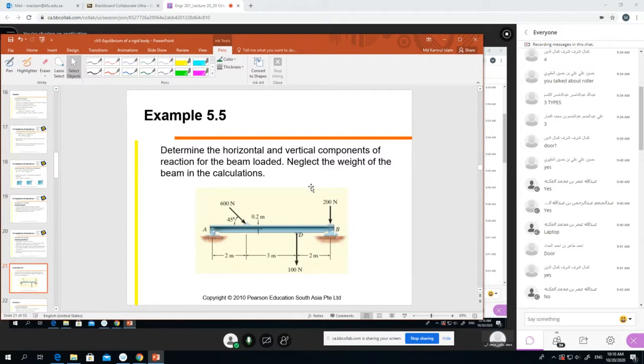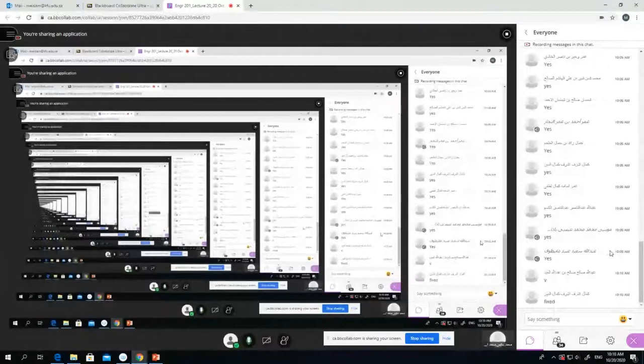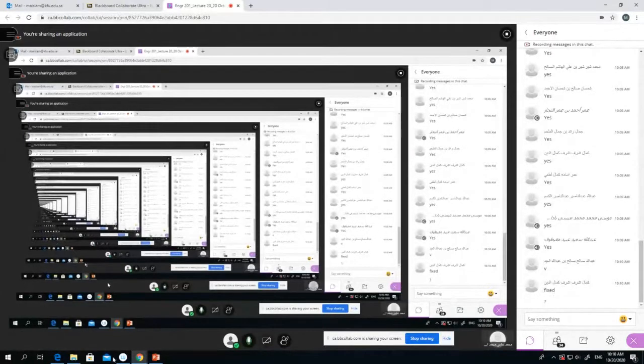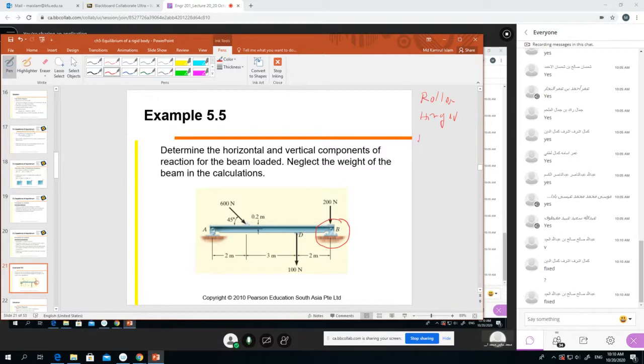One thing, in your exam or whatever, you have to understand the support type by seeing the picture. Now tell me, support B, what type is it? I taught you three things: roller, hinged, and fixed. What type is this B? Tell me please.